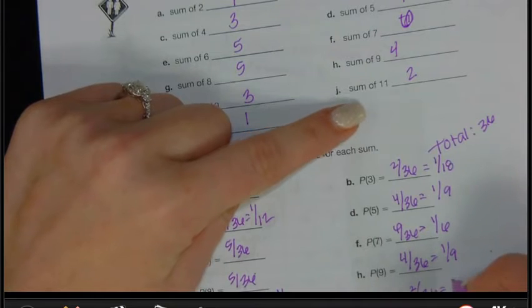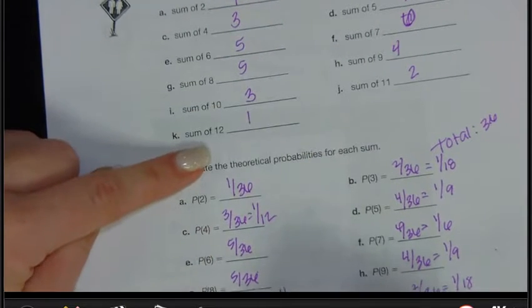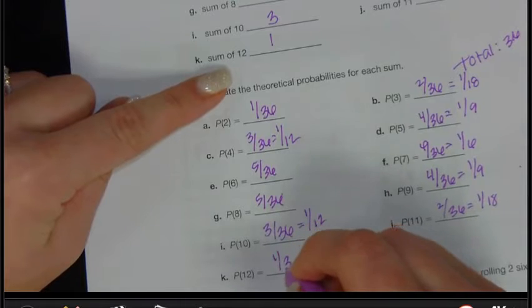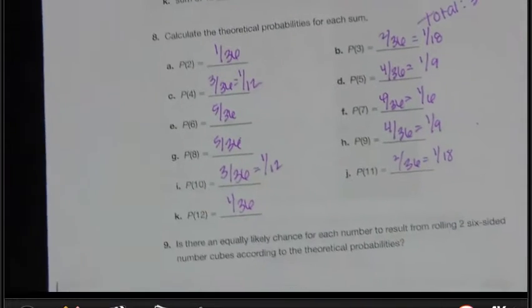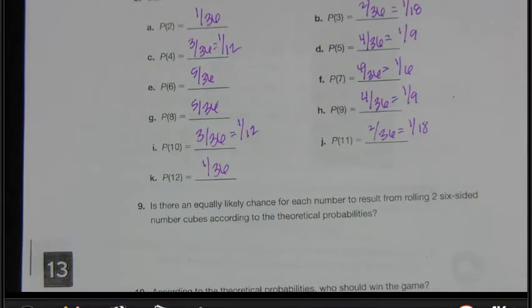The sum of 11 is 2 out of 36, which can reduce down to 1 out of 18. And then the sum of 12 is 1 out of 36. Okay, 1 out of 36.